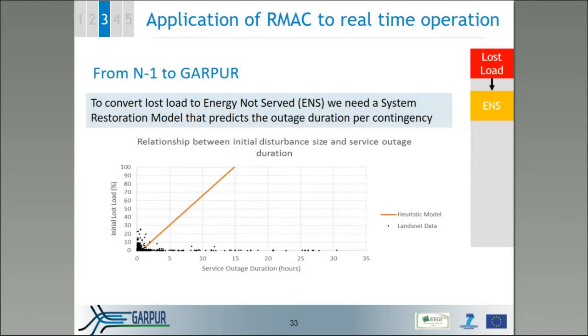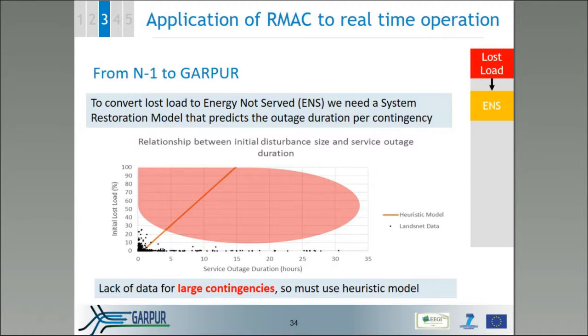In order to convert this loss load estimate into an estimate of energy not served over time, we need a model that predicts the service outage duration based on the severity and location of any loss load. Within GARPUR, we suggest a simple heuristic model because this is not something that TSOs normally model. As you can see from the orange line, which is a simple linear heuristic model, compared with the black dots, which represent Landsnet data, these sorts of heuristic models aren't necessarily accurate. But at the same time, we lack data related to very severe outages. So in some sense, a heuristic model is always necessary for the most severe of cases.